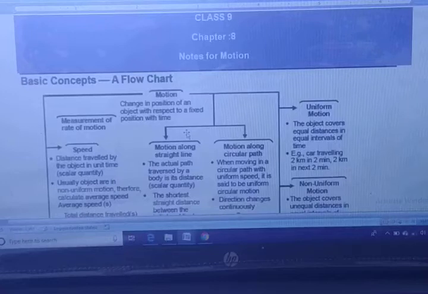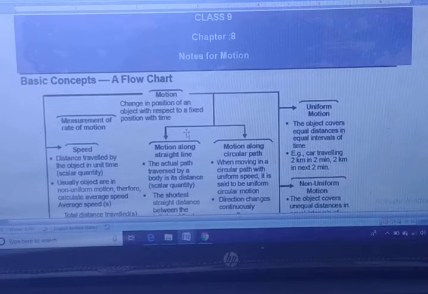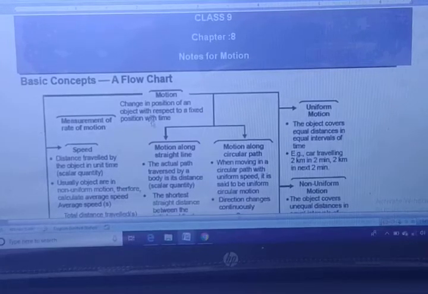Hello students, today we are going to discuss class 9 chapter number 8, Motion, each and everything, especially the NCERT solution and the notes. So here I have just prepared a note for you. You can see the basic concepts here. I have made a flow chart of this whole chapter.